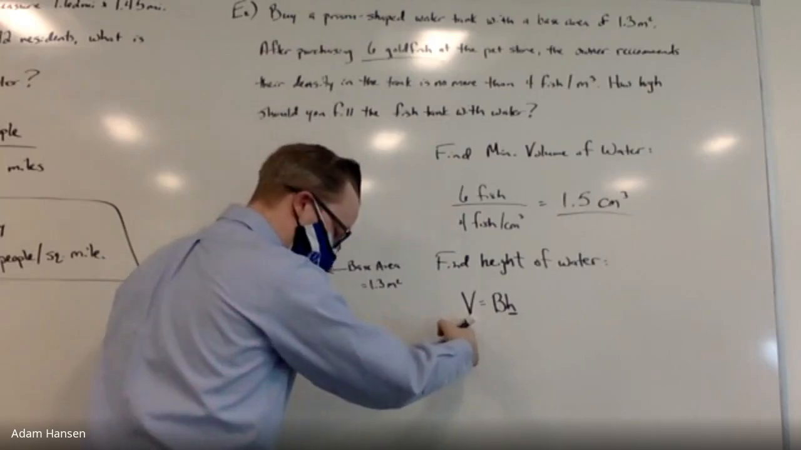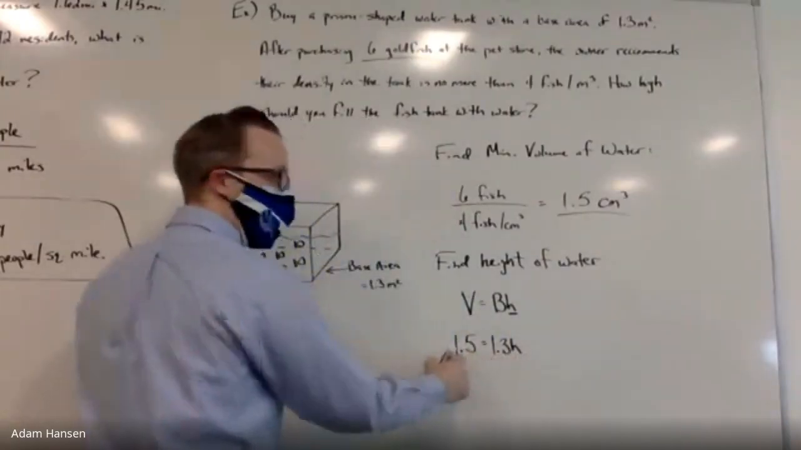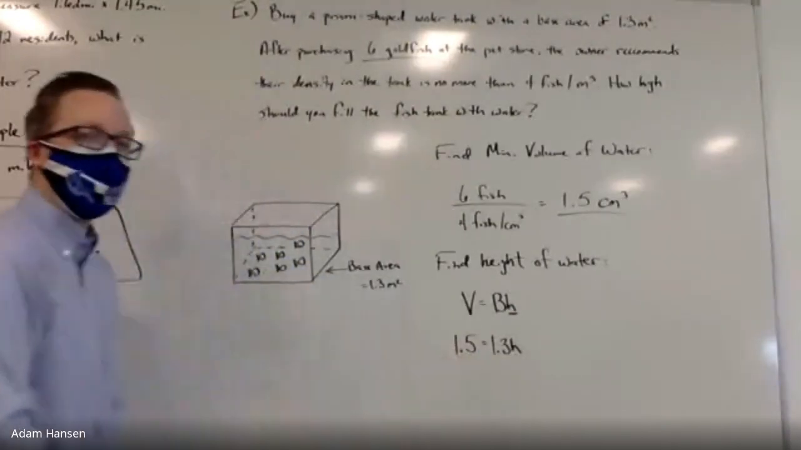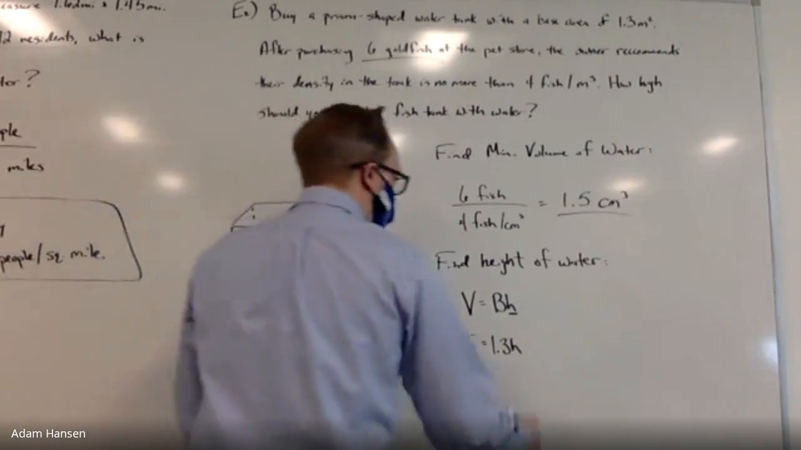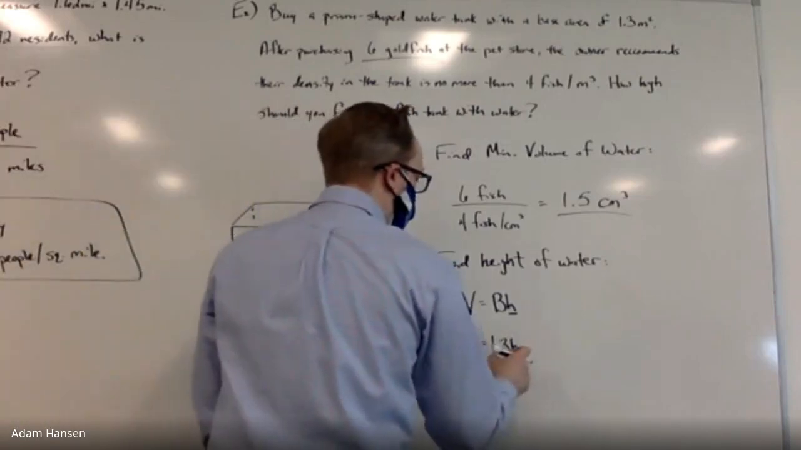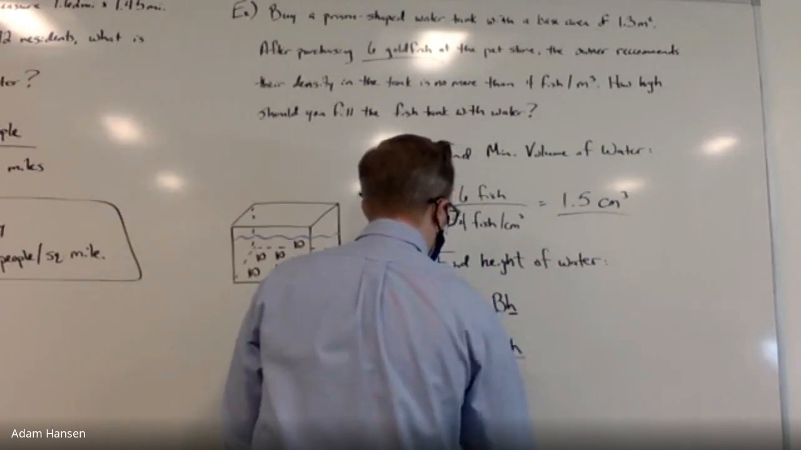1.5. So let's substitute that in for V. Perfect. I was given what base area then, Cam? What's the base area? 1.3. So B is 1.3. What height of water times the base area of 1.3 makes our overall volume of 1.5 cubic centimeters? You just divide, right? What times 1.3 makes 1.5? Divide by 1.3 to find out.